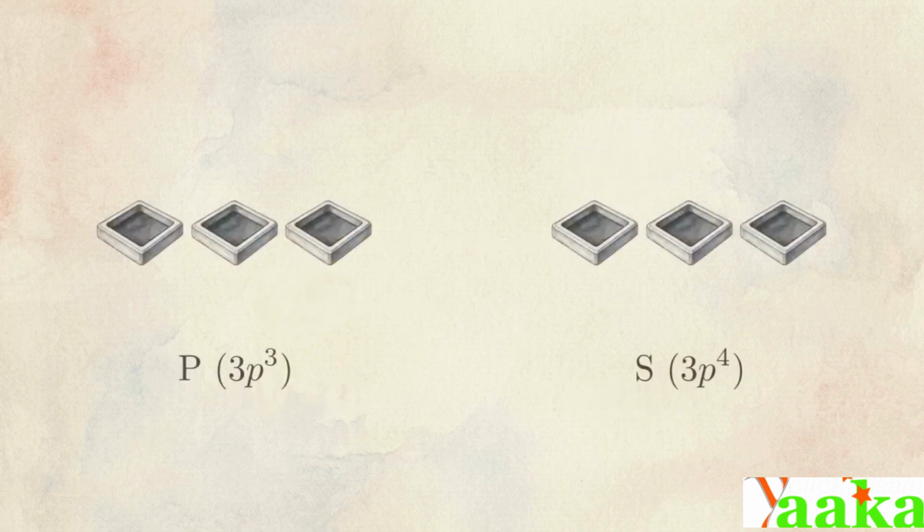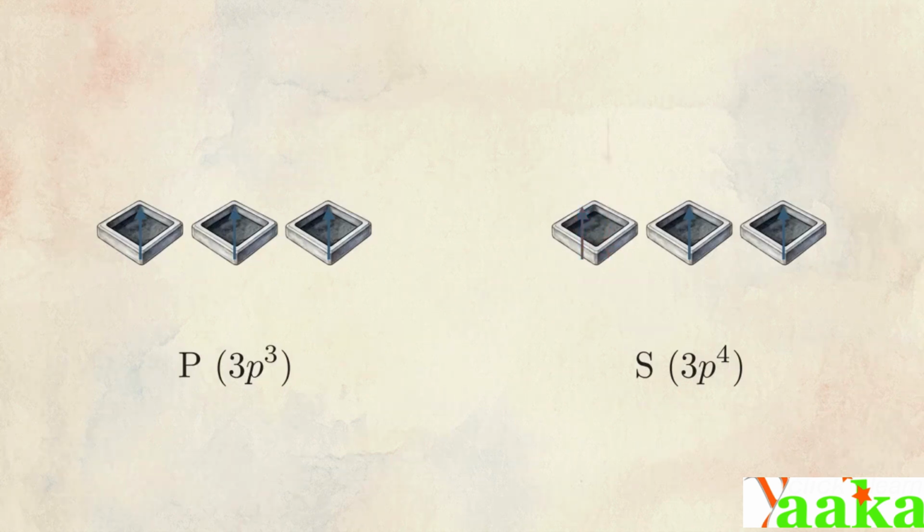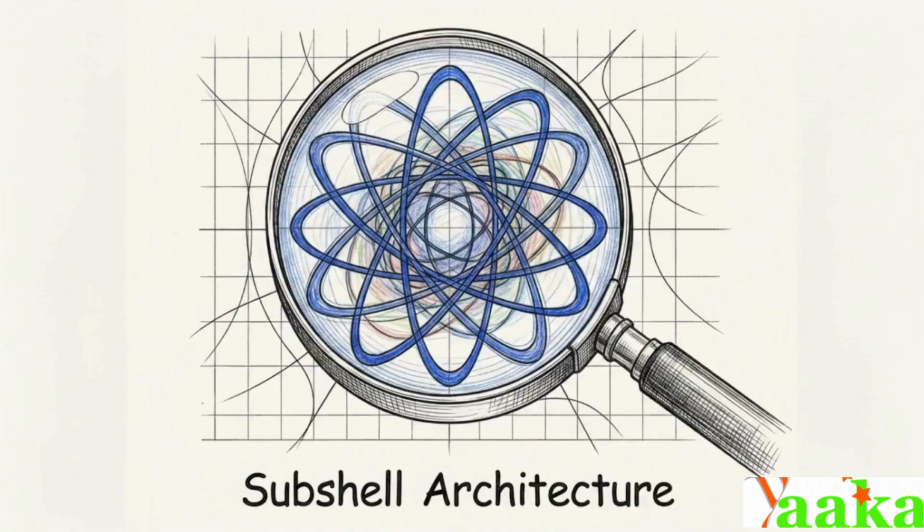The second drop occurs at sulfur. Phosphorus has a stable arrangement of 3 unpaired electrons in its 3p orbitals. Sulfur adds a 4th electron, forcing 2 electrons to share a single 3p orbital. The resulting electron-electron repulsion makes it easier to dislodge one of them. These dips prove that subshell architecture and electron repulsion dictate the energy requirements of individual atoms.